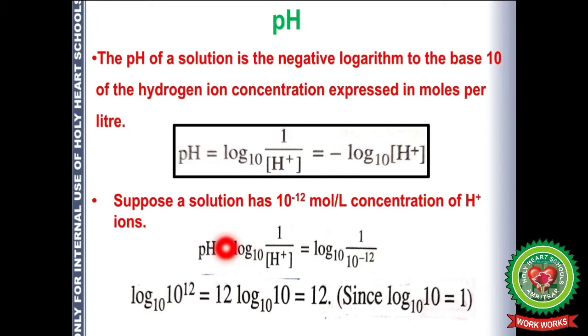Now it's log of 10 to the power 12. That means it is log a raised to n. So if this is the formula, it becomes n log a. So 12 comes forward and it becomes 12 times log to the base 10 of 10. Now log 10 is 1. So therefore what pH are we getting? We are getting 12 as the pH of this particular solution. Where the concentration is 10 to the power minus 12 mole per liter, we will get the pH of this solution as 12. If it is 10 to the power minus 8, the pH will be 8. So likewise we can calculate the pH.